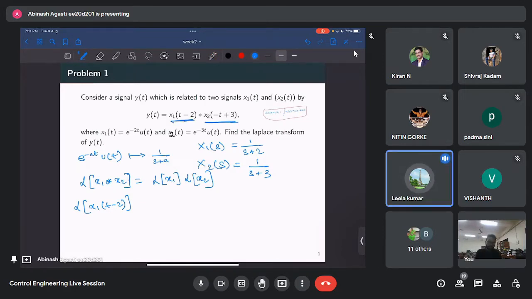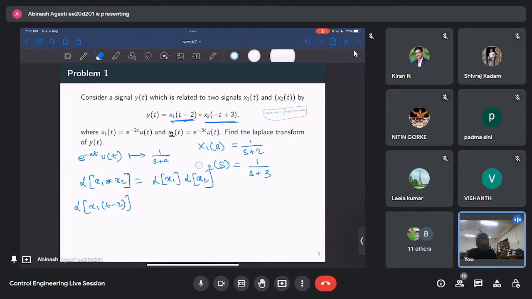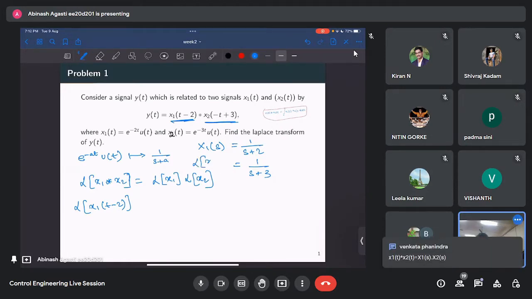Now, the Laplace transform of x2 of minus t plus 3 should be minus 1 by minus s plus 3, no? 1 by minus s plus 3, no? Because it is coming as minus t. Yeah. We have not yet written the Laplace transform of this; this is the Laplace transform of x2 of t, this thing, e to the minus 3t u of t.